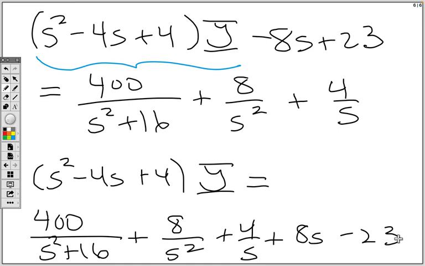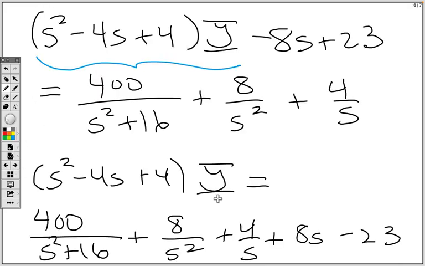And so to solve for big Y, I have to take everything on the right-hand side and divide it by what? Yep, s squared minus 4s plus 4. So here's what Y is equal to.